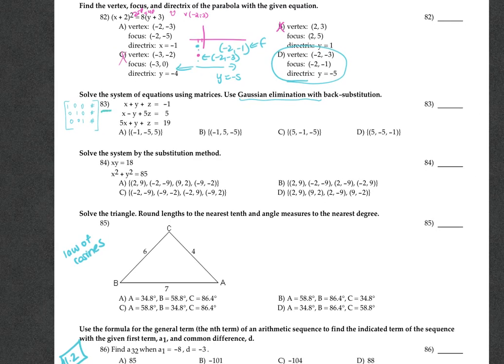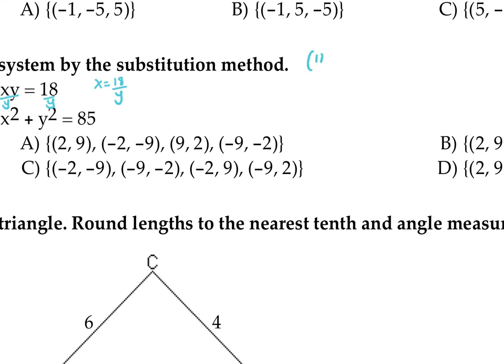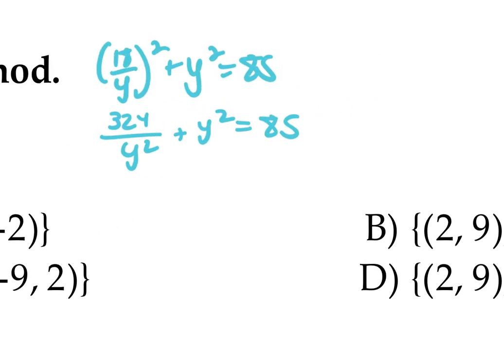I'm going to come back to 83 so we have more space. 84, I would divide one of these. So if I can get x divided by y, x would equal 18 over y, and then plug it into the other one. So 18 over y squared plus y squared would equal 85. And then 18 squared is 324 over y squared plus y squared over 85. You can multiply everything by y squared to get rid of this denominator. I get 324 plus y to the fourth equals 85y squared.